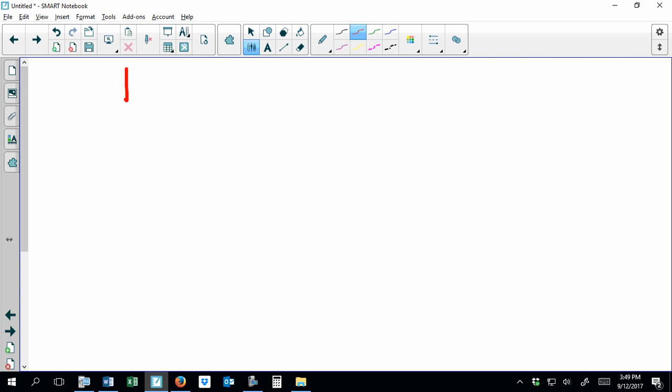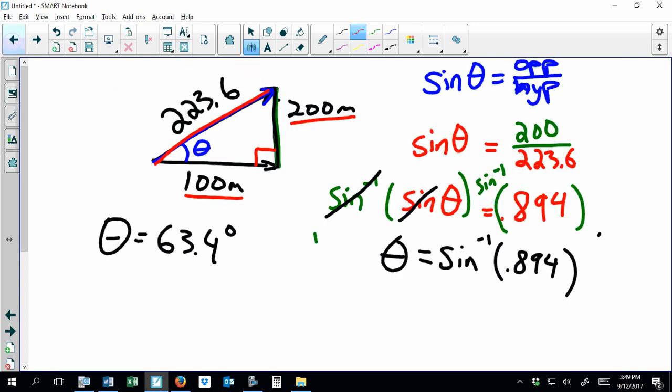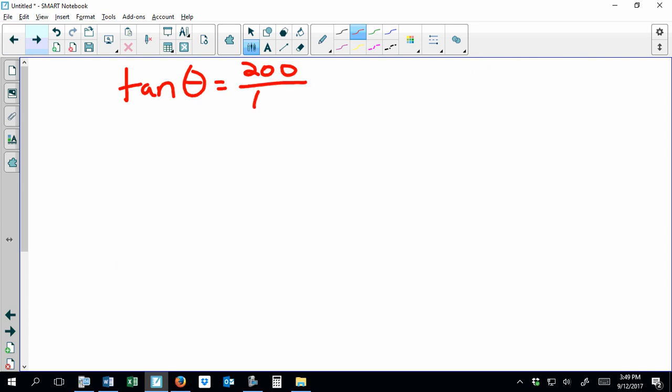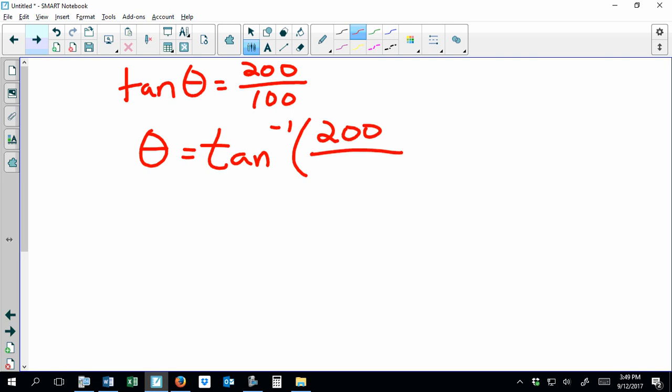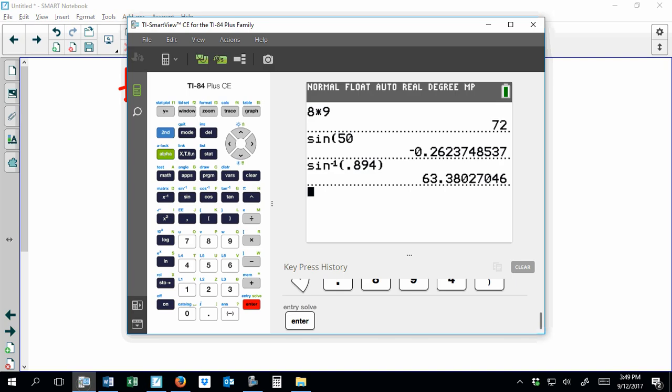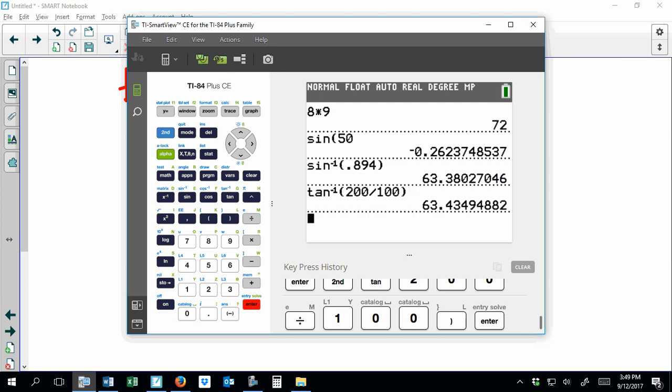So if I take the tangent of the angle is equal to the opposite, which was 200, over the adjacent. If I take the inverse tangent of both sides, I end up with the inverse tangent of 200 over 100. And I don't necessarily have to do that fraction out beforehand. I can say second tangent to get the inverse tangent of 200 divided by 100. And that will come out correct as well.